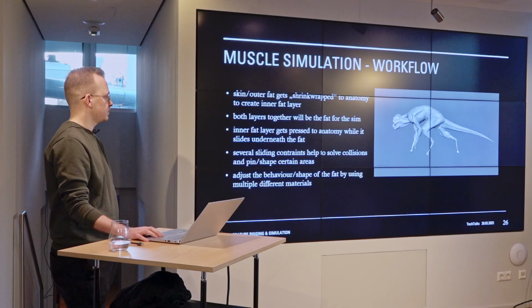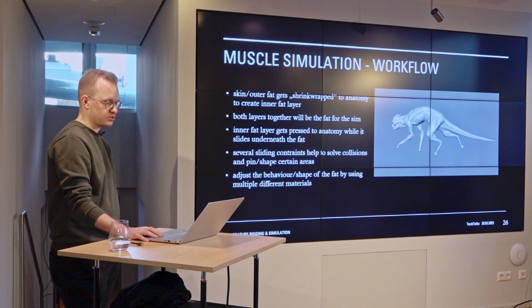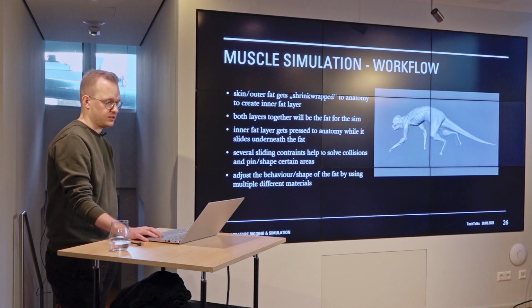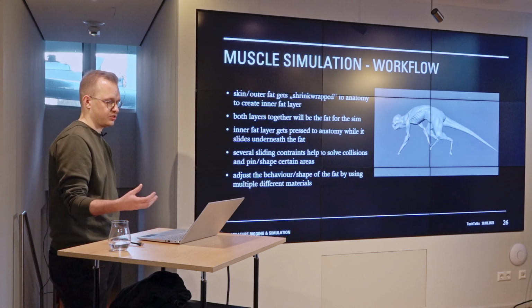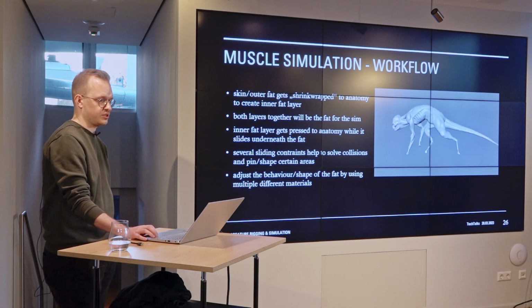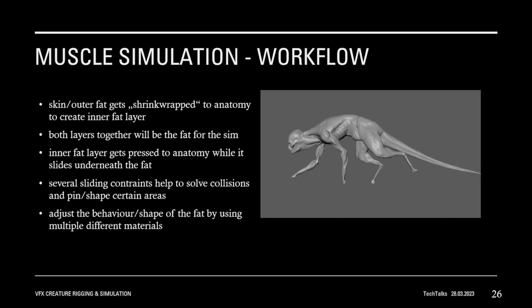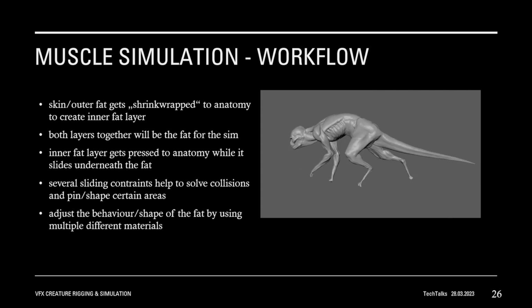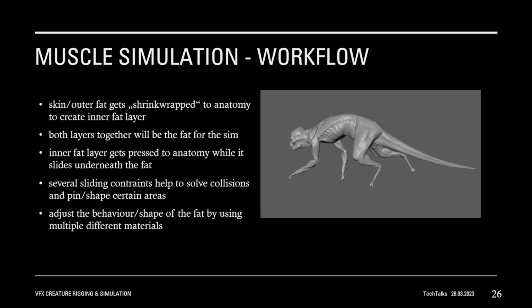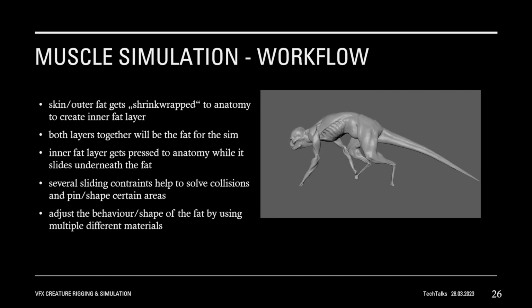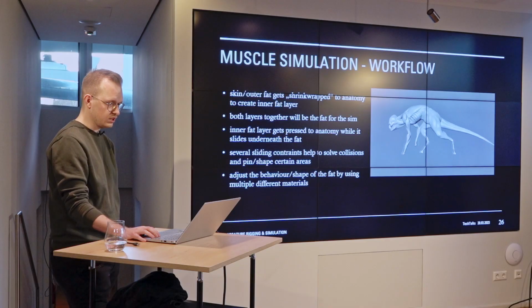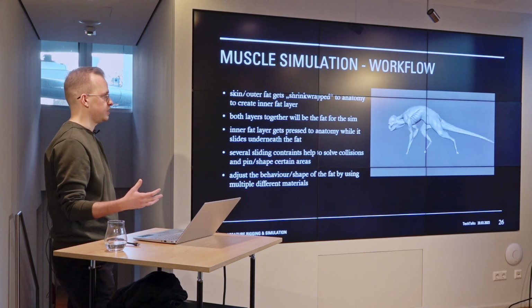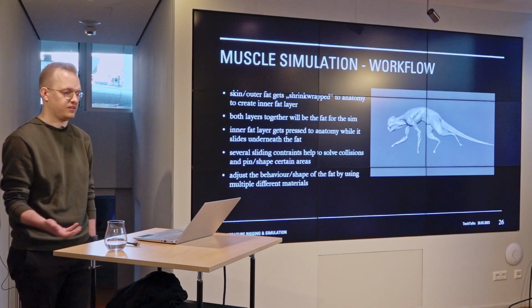I added several sliding constraints to help solve this collision, since only with this shrink wrap it's sometimes hard to have a stable simulation. So adding some sliding constraints can definitely help. It also sometimes helps to pin and shape certain areas. In the end, I added several different materials to shape the simulation a little bit. For example, to have less pressure, so less of a shrink wrap effect, on the rib cage, or to have a stiffer material on some parts of the body. For example, the scales, since the creature also has scales. The scales have a stiffer material, since scales are normally stiffer than fat.